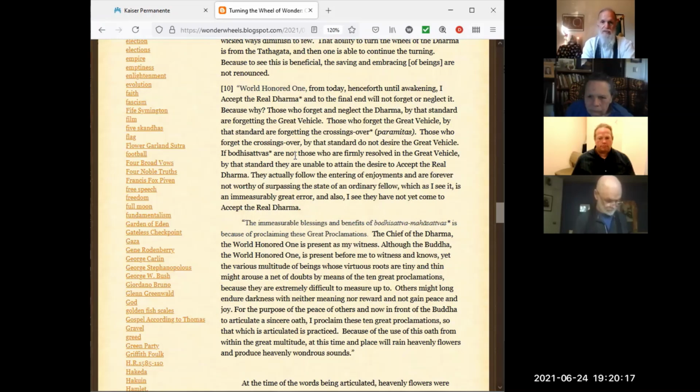So it's a doubling down that this is not different than the bodhisattva practice, but it's just a way of focusing or framing. We could even use the modern term repurposing the bodhisattva practice of the paramitas in this way, focusing that they are all about this one term, to accept the real Dharma, to embrace the true Dharma.